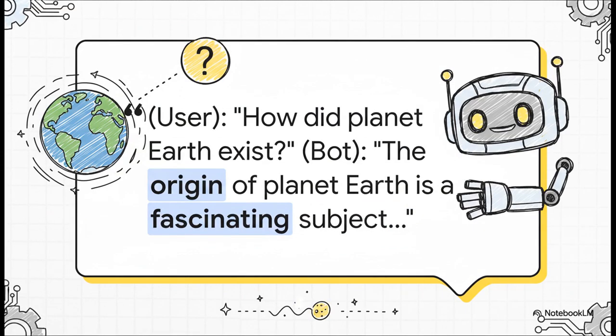But this is the real test. What happens next? The user asks a huge general question. How did planet Earth come into existence? Now, obviously, that's not in the movie article. But instead of failing, our bot seamlessly hands the question over to the general AI and gives a full, detailed answer. Our fallback logic works perfectly.